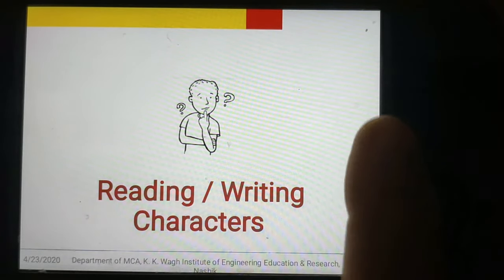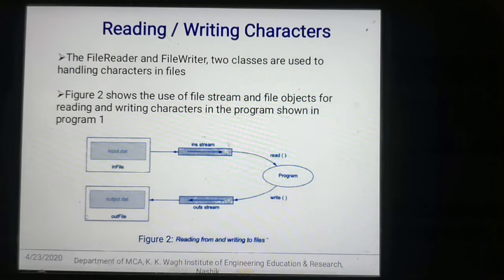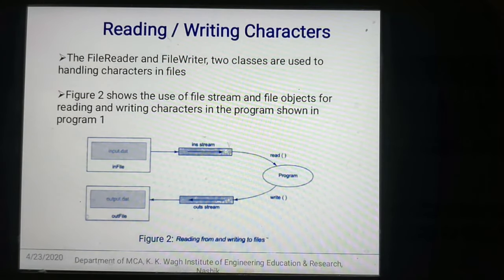Let's first discuss how to read or write the data by character. If you remember the hierarchy of the stream object, for reading and writing characters we used the reader and writer classes in the stream class. Here for the file class also we have to use the file reader and file writer classes. By using these classes we can handle the characters in a file.